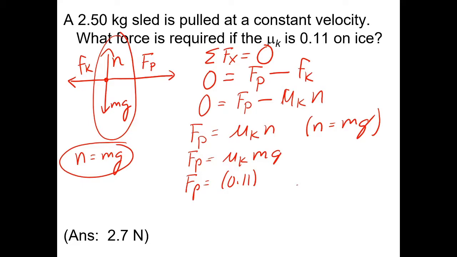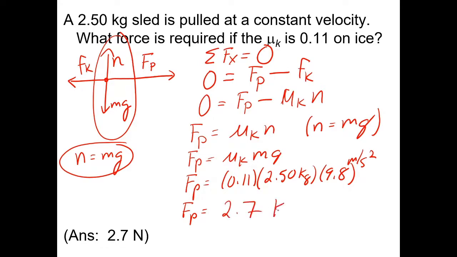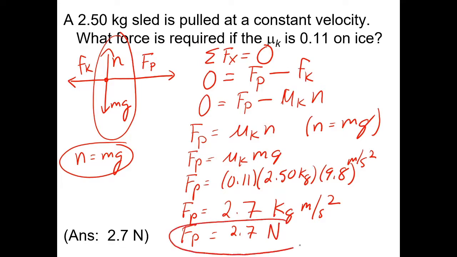So mu k is 0.11. That's reasonable. This is ice. It's going to be pretty slippery. The sled is 2.5 kilograms, and gravity is 9.8 meters per second squared. I should remind you of the units here. So now I can put it in my calculator. You can hear me crunching away on the machine right there. And I get 2.7 kilogram meter per second squared, which means the force of the pull is 2.7 newtons.